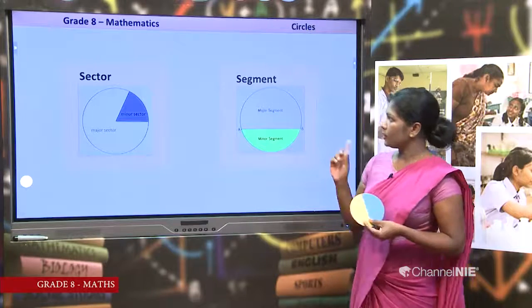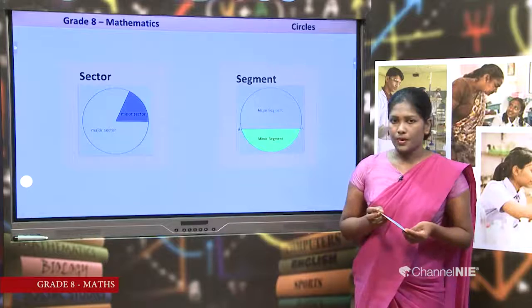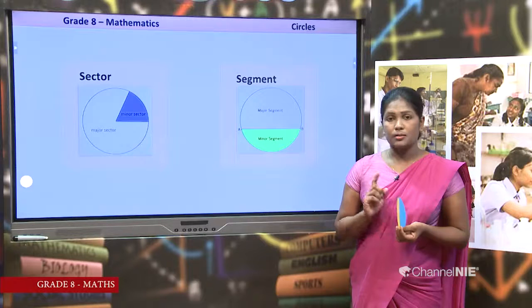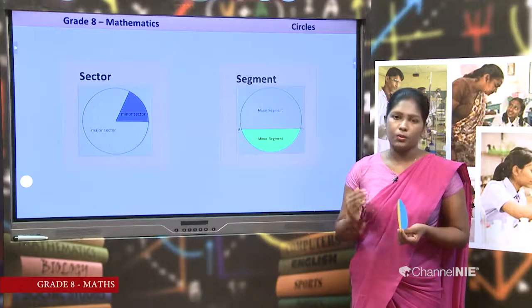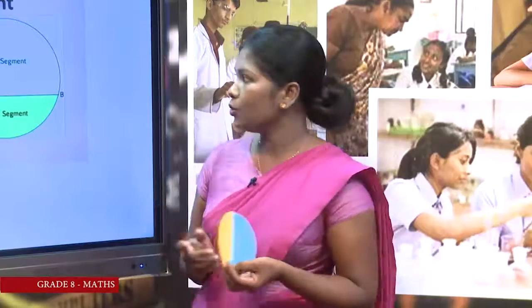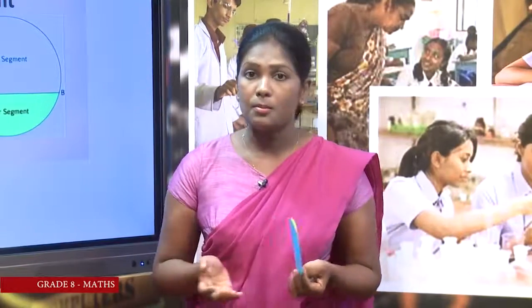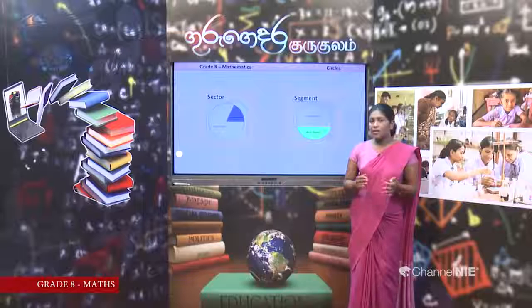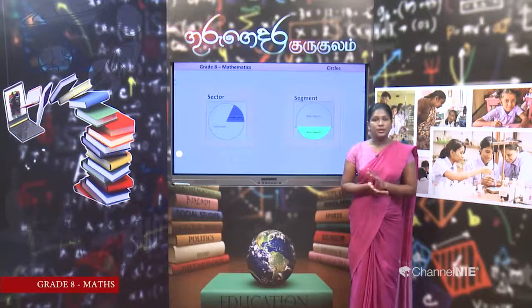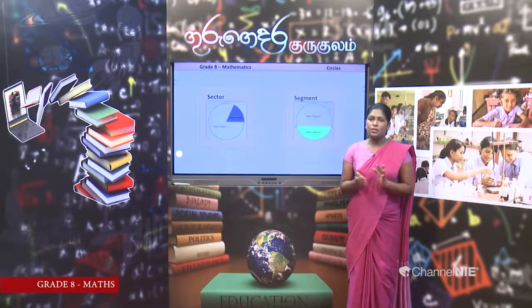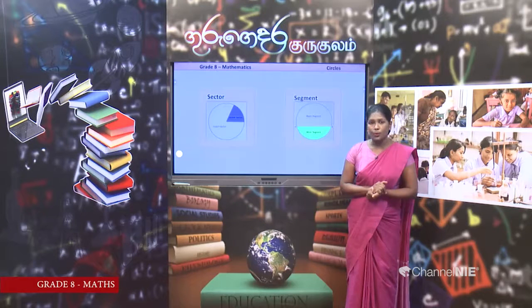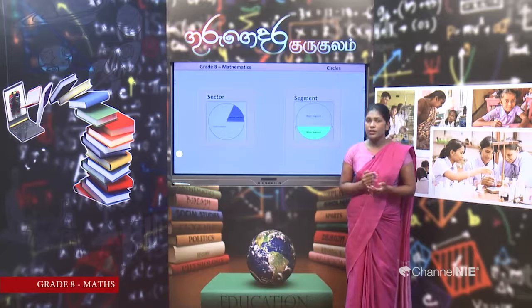Today we learnt about the segment also. Segment is a region bounded by the chord with the arc. So, there are two parts, the major segment and minor segment. Okay children, now you learned the parts of the circle, so you have to practice more. There are two exercises in our textbook, we did these two exercises, so that is not enough.